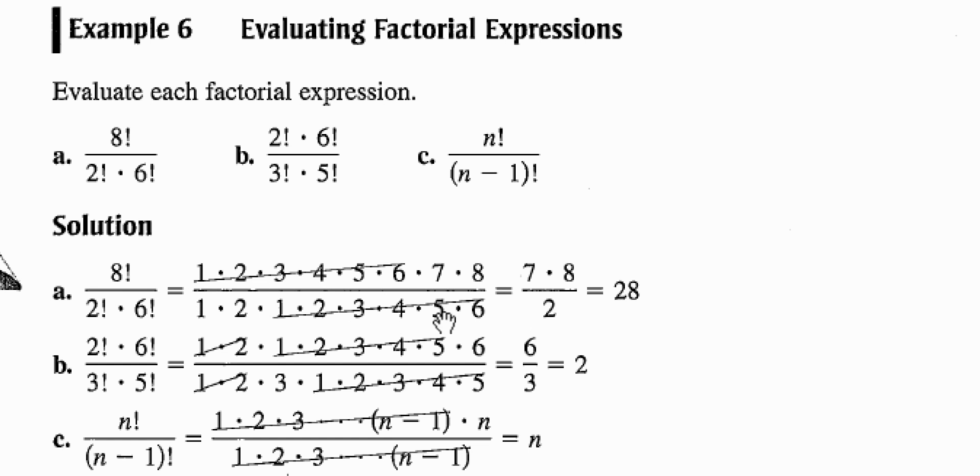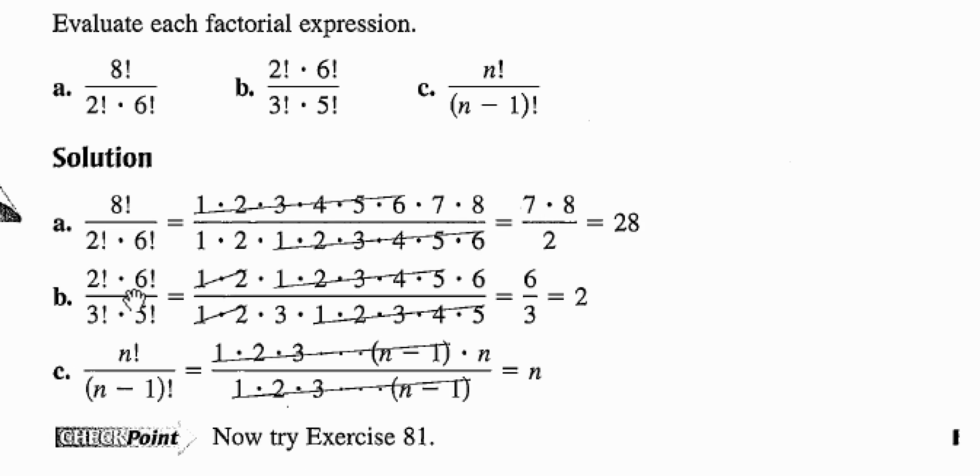But look at all the things I can cross away. 1, 2, 3, 4, 5, 6 can just cross away because they're all common factors between the numerator and denominator. So I'm just left with 7 times 8 over 2, which turns out to be 28. Okay, what if I have 2 factorial times 6 factorial over 3 factorial times 5 factorial? Well, 2 factorial, 1 times 2. 3 factorial, 1 times 2 times 3, so I can cross out the common factors of 1 and 2. 6 factorial, 1 times 2 times 3 times 4 times 5 times 6. 5 factorial, 1 times 2 times 3 times 4 times 5, so I can cross out all the factors of 1 through 5, and that leaves me with 6 over 3, which is 2.